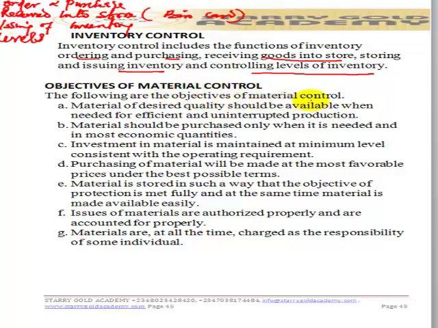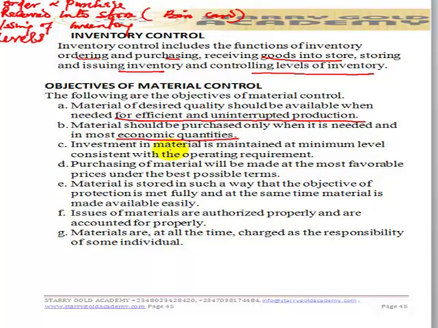The following are objectives of material control. Why do we have to control our material? Materials of desired quality should be available when needed for efficient and uninterrupted production. This can be taken as the keyword: efficient and uninterrupted production. Materials should be purchased only when needed and in the most economic quantities.